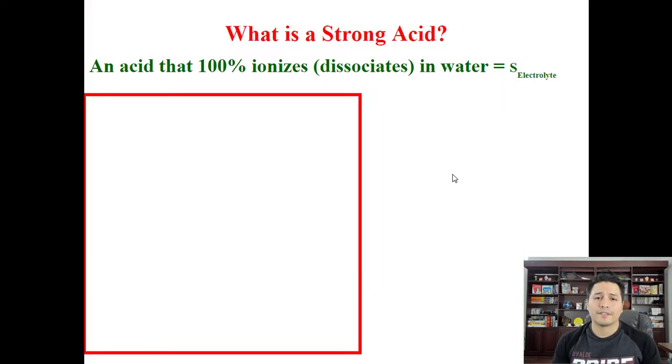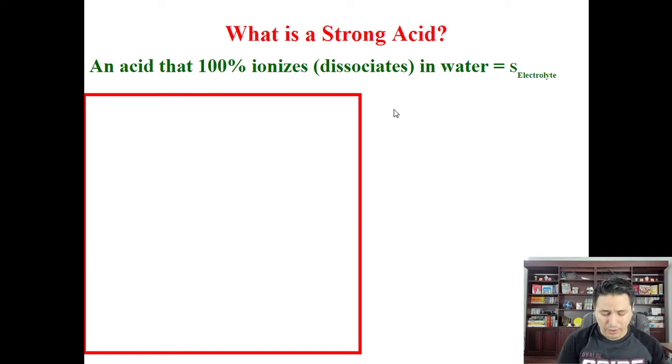So what is a strong acid? A strong acid is going to be an acid that's going to ionize 100% in water. And so over here, you're going to see S electrolyte. This just means that if there's 100% ionization in water, meaning that it dissociates, you're also going to be a strong electrolyte.